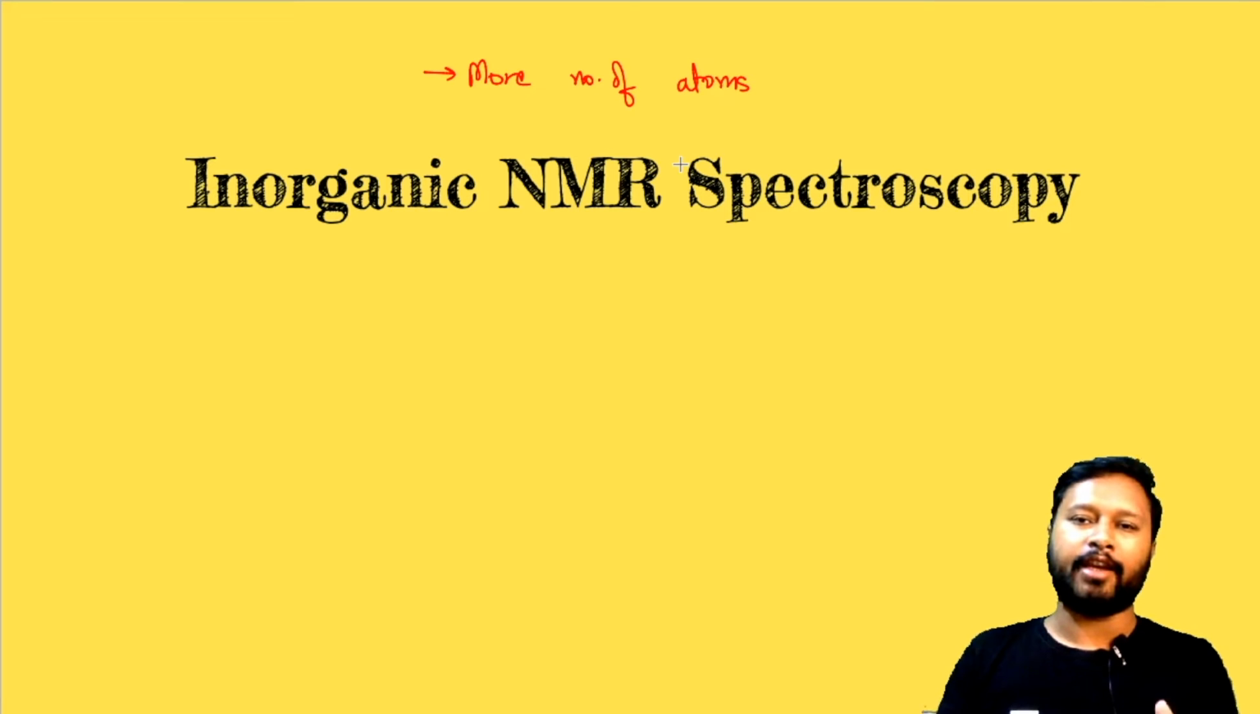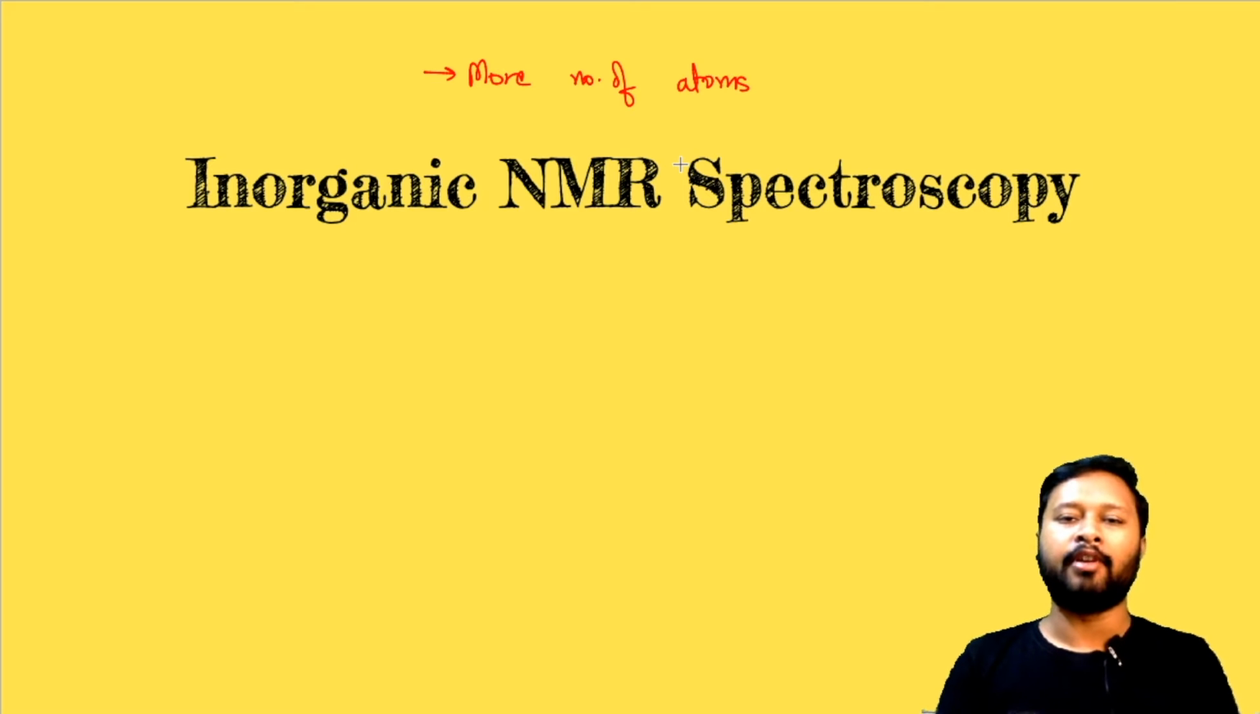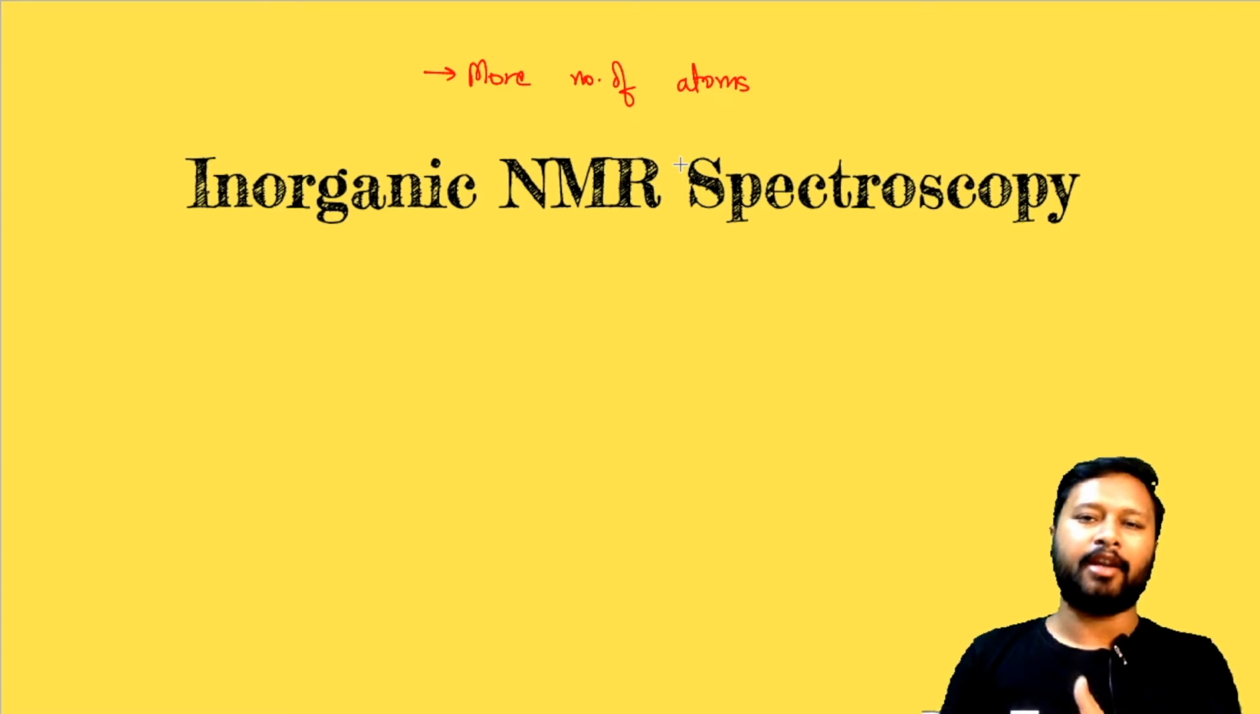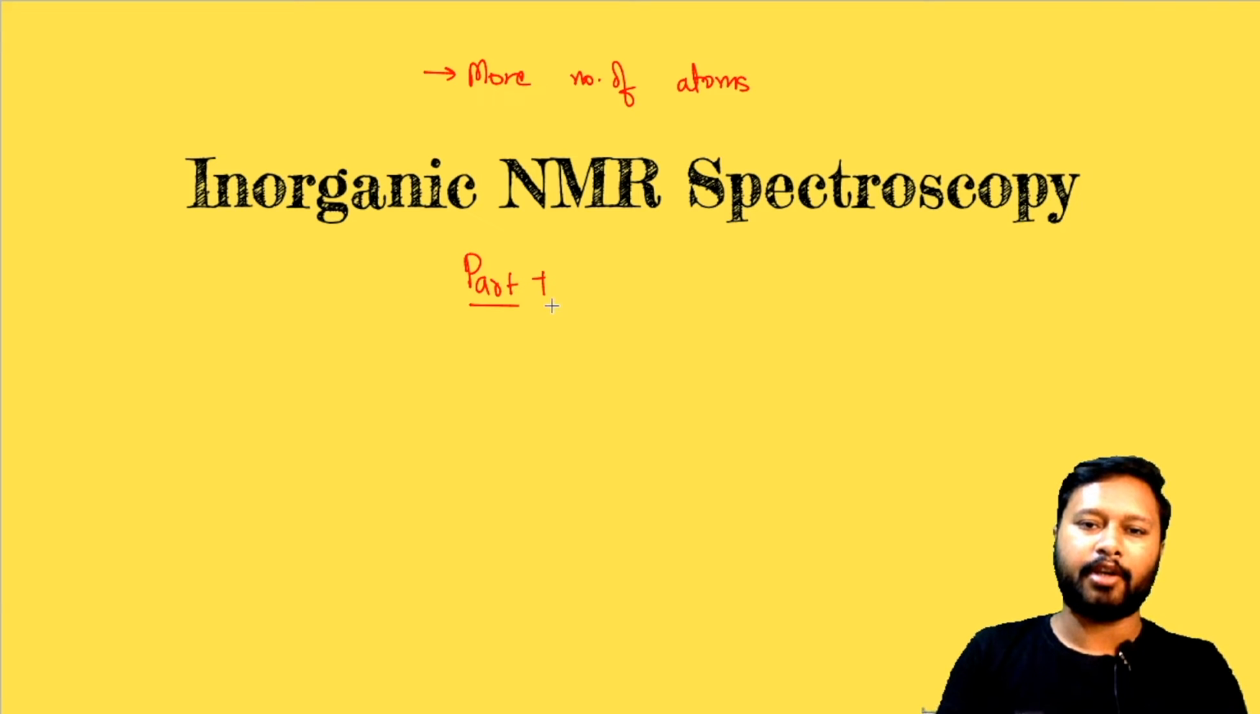So in organic NMR spectroscopy you only have carbon and hydrogen, which are generally NMR active, and nitrogen also, right? That is NMR active. Others are NMR inactive atoms. Whereas when you come to inorganic spectroscopy, there are more nuclei which are NMR active, and there the complexity comes in. So in today's video, this is going to be part 1 of this particular series.